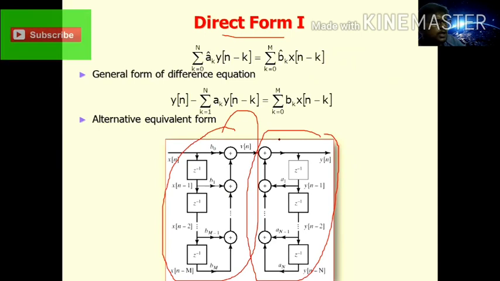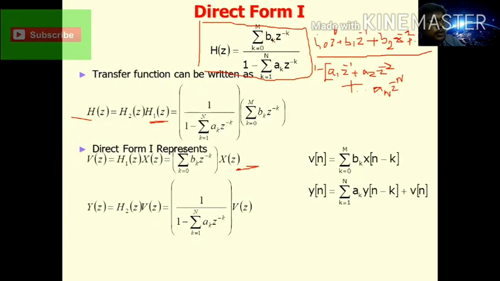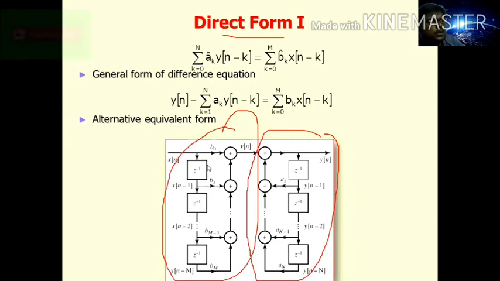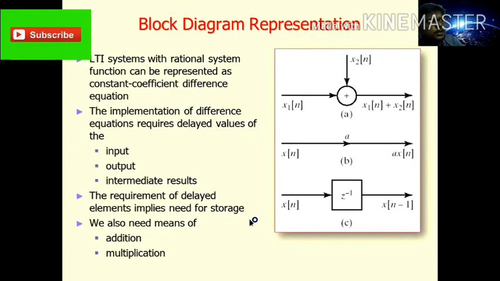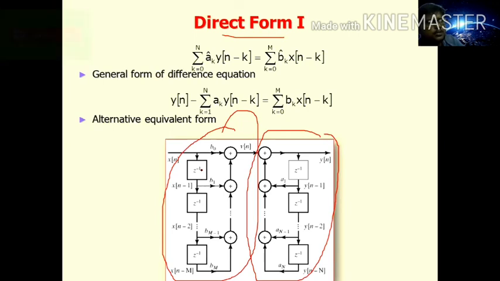See the numerator portion, that is bk. See this diagram. Okay, your numerator portion is b naught z into z inverse. So the numerator portion, that is the zeros of the system, is drawn at the left hand side of your block diagram. The denominator is drawn at the right hand side of your block diagram. So this is h2 of z, this one is h1 of z.